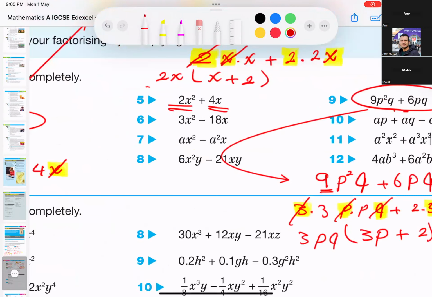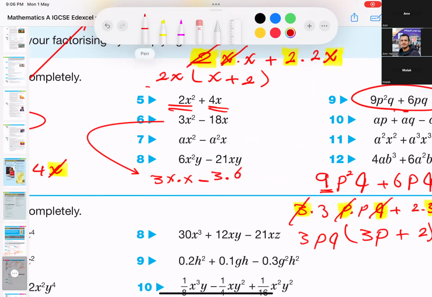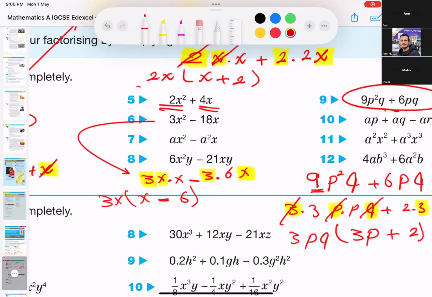Yeah, exactly. Let me try to do this one. We have 3x squared. Let me try to get the factor of x squared. It's supposed to be x and x. What about 18? It's going to be 3 multiplied by 6. Yeah, perfect. What about x? Right now, let me try to highlight it. There's no y? Oh, yeah. Okay, we're in question 6. So the answer will be 3x squared, and then in the bracket will be x minus 6. Yeah, perfect.